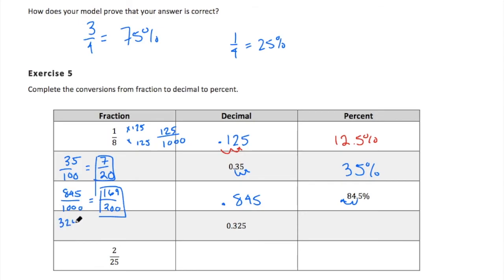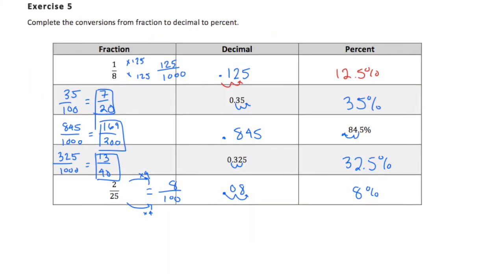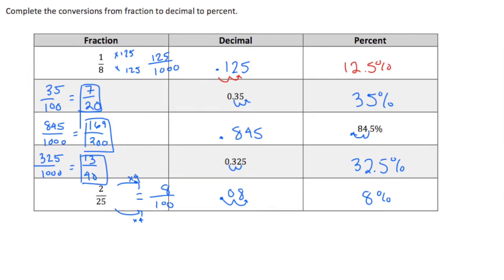0.325, well, we'll start with 325 over 1,000, and we can divide numerator and denominator both by 25 to get 13 over 40 as our reduced fraction. 2 over 25, well, we're going to get something out of 100, so we can multiply by 4 on top and bottom to get 8 out of 100. And 8 out of 100, careful, make sure it's 0.08, not 0.8. That's 8 in the 100th place, not in the 10th place. It's 8 over 100, not 8 over 10. And so that's 8%. Oops, realized we forgot this one over here. Let's go back. Remember, we're moving the decimal 2 to the right, so we get that is 32.5%.